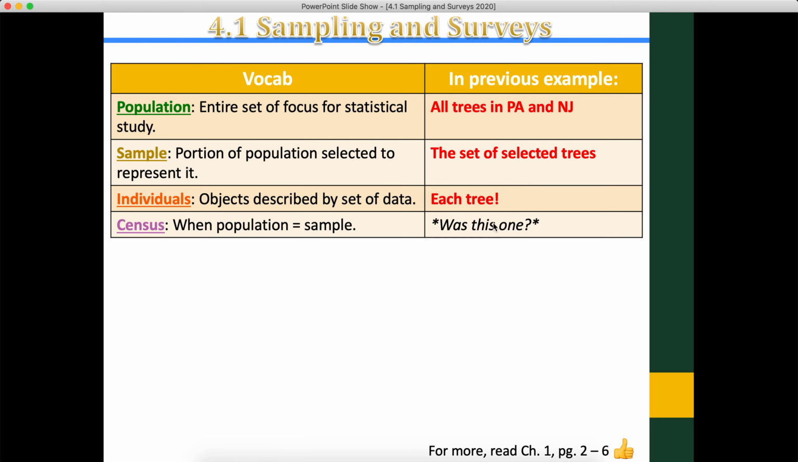Notice that an individual doesn't have to be a person, which I'm sure is what we think of when we think of an individual. And then a census is when the population equals the sample. And was this one? Of course not. We explicitly mentioned how difficult it would be to have a census. So a sampling is the next best thing, I suppose.